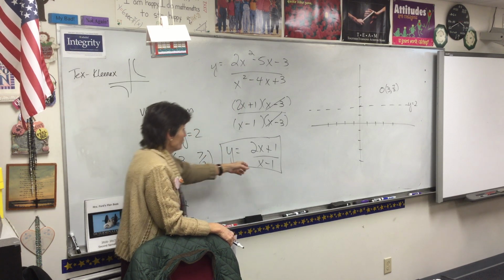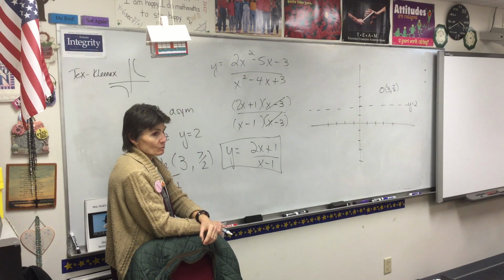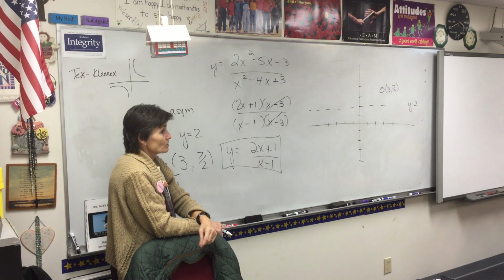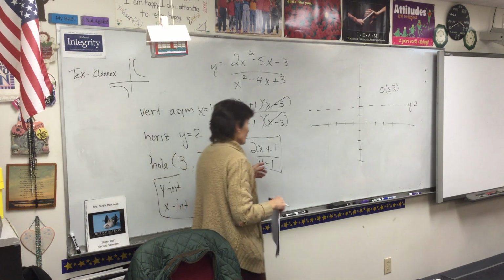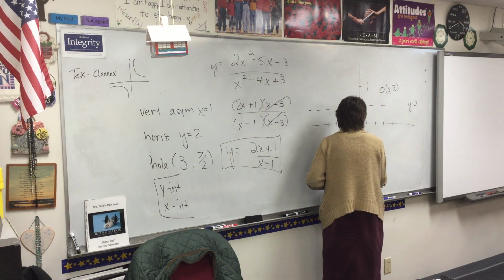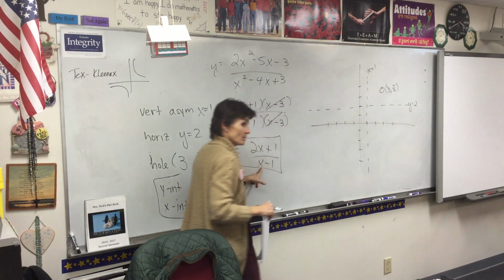All right, look here at the box. Can you tell me anything about vertical asymptotes? Ashley, where's my vertical? x equals 1. Why is that? That's what would make the denominator 0, right? You put a 1 in, don't you get a 0 down there?